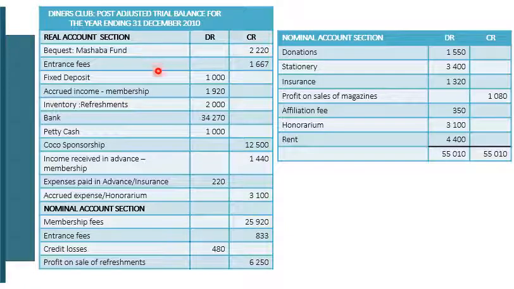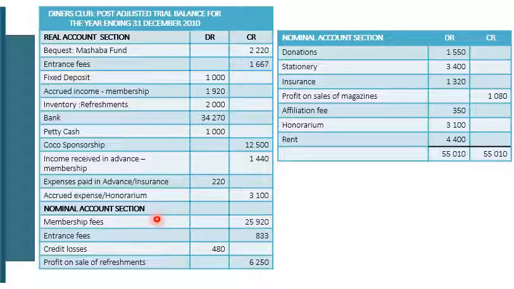was capitalized, fixed deposit as reflected in the statement of receipts and payment, accrued income of membership fees as reflected in the subscription fee account, inventory for refreshment as calculated in the trading account for refreshment, bank account, which is a closing balance from the statement of receipts and payment, petty cash, COCO sponsorship as shown in the receipts and payment, income received in advance as calculated in the membership fee account, expenses paid in advance for insurance, accrued expense honorarium as given.